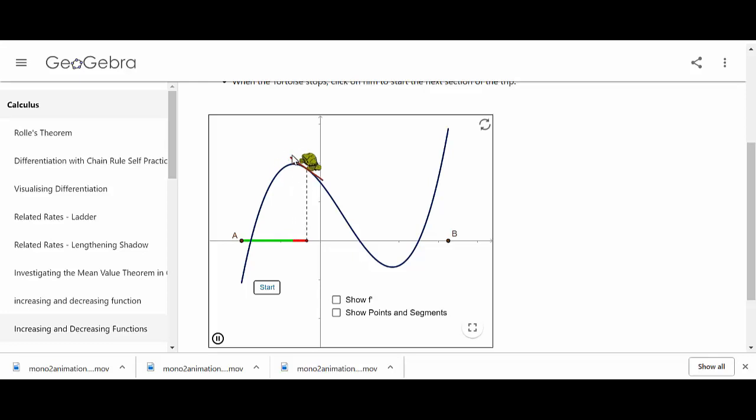Okay, now the turtle's going to go through the decreasing part of the curve. So he's going down the roller coaster. Now he hits the low. We call that a local minimum. Then he changes direction, and the slope of the tangent line becomes positive. So the turtle is going up the roller coaster. It's beginning to increase again.